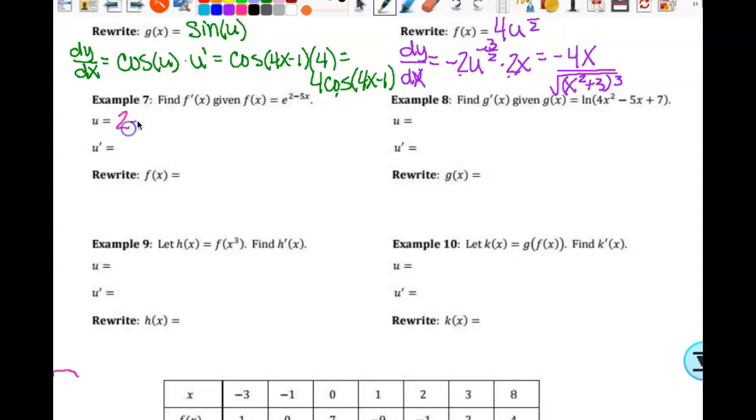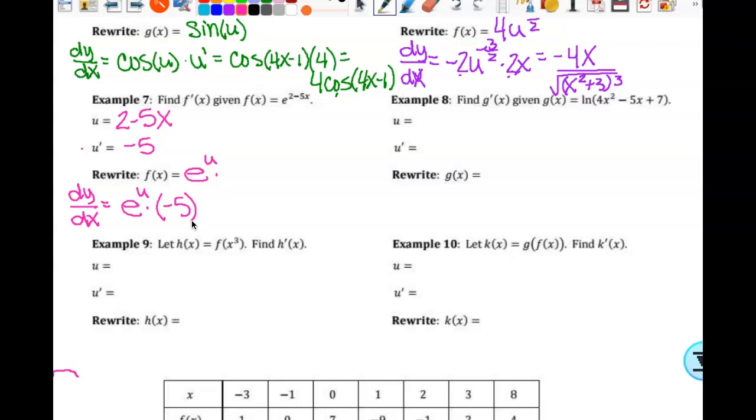Okay, good. 2 minus 5x. So then u prime would be negative 5. Beautiful. All right, so then f of x I would rewrite as e to the u power. Good. So then my dy dx is going to be f prime of x, right? So I take the derivative of this, which is what? E to the u, times u prime, which is negative 5, right?